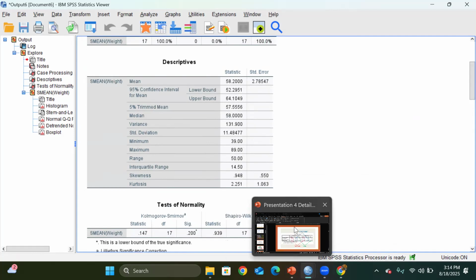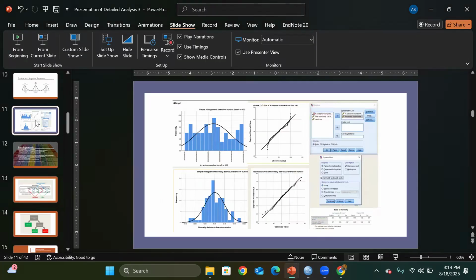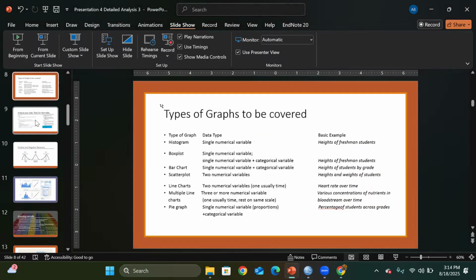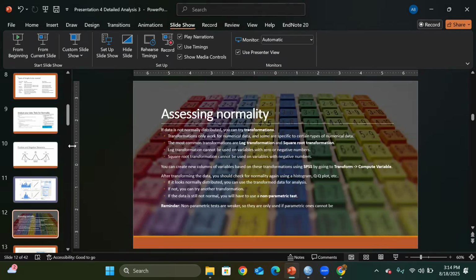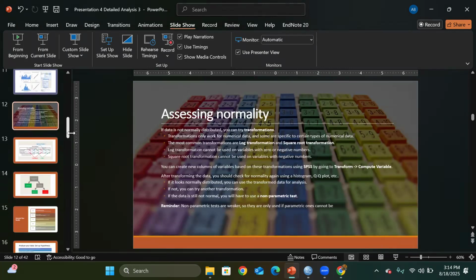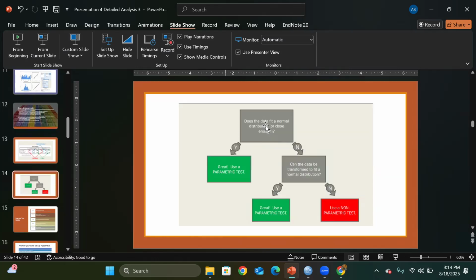And one more thing is left. We saw this one, we saw this one, we saw this one. Now we have to see what you will do if your data is not normal. According to this, does the data fit a normal distribution? Great, use a parametric test. If it's not normal, you have to use a non-parametric test, but non-parametric tests are not that good.